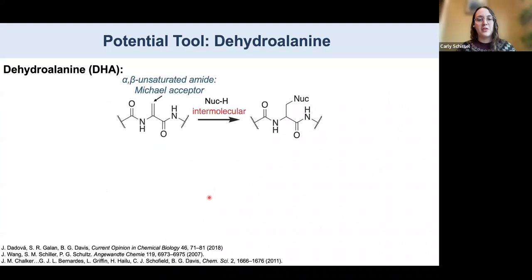And so the inspiration for this project came from dehydroalanine, which is an alpha amino acid, but it's sort of unnatural in that it has this alpha beta unsaturated amide group here. And so this acts as a Michael acceptor and actually allows you to install really unusual side chains there.